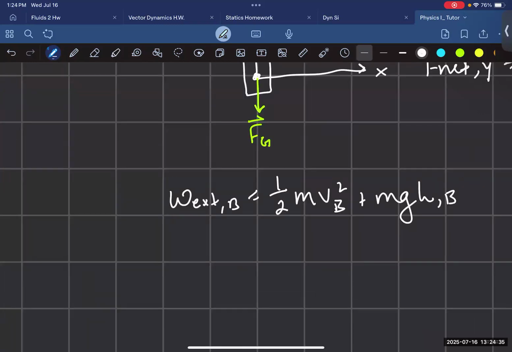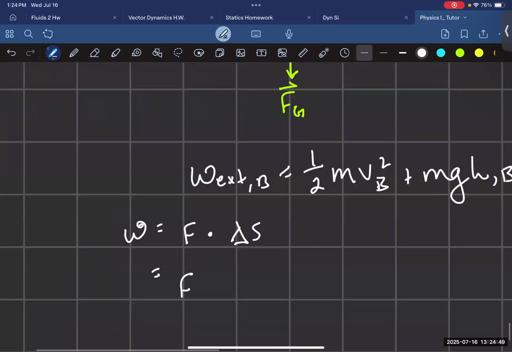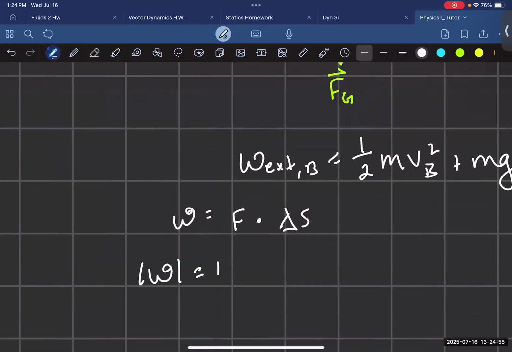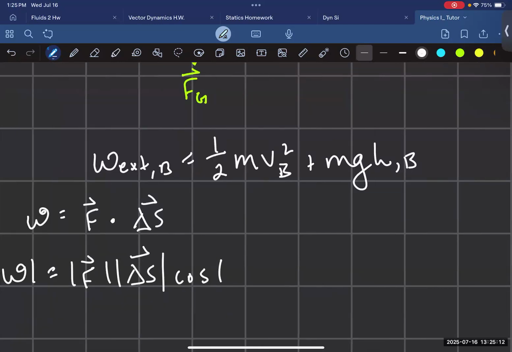And work external, if you remember, work is defined as some force, if it is constant, dot a distance. That's a dot product, right? So force dot delta S. If we're taking just the magnitude of work, it's going to be the magnitude of the force times the distance it's traveled, and the angle between them.